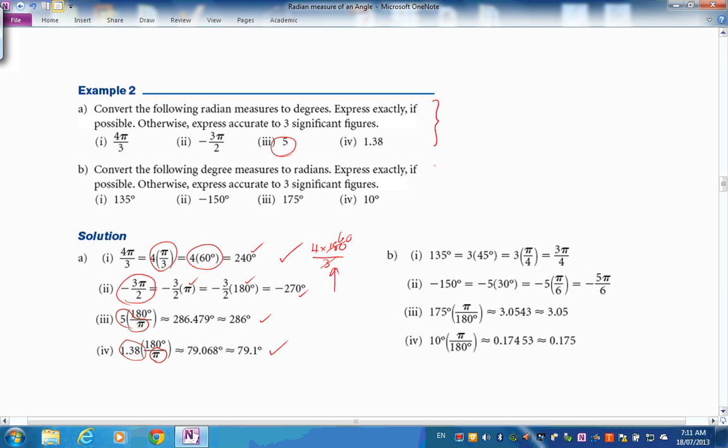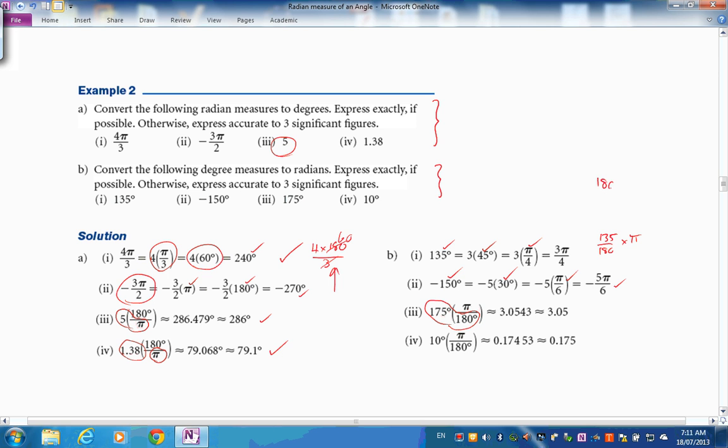Okay, let's convert the following degree measures to radians. So degrees here, well, you could put it as 135 over 180, that fraction of pi, or you could think of it as multiples of 45, because hopefully you'll memorise 45 is pi on 4, 30 degrees pi on 6, 60 degrees pi on 3, 90 degrees pi on 2. You'll get used to that. So negative 150 is negative 5 lots of 30, which is negative 5 pi on 6, which is that there. Or doing it as a fraction of 180.